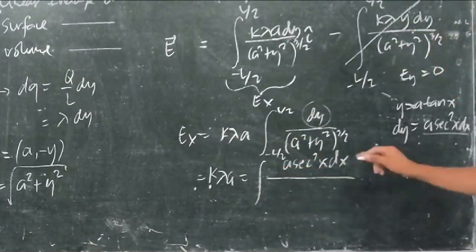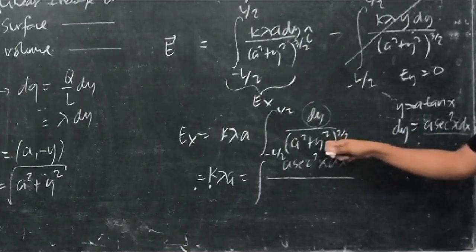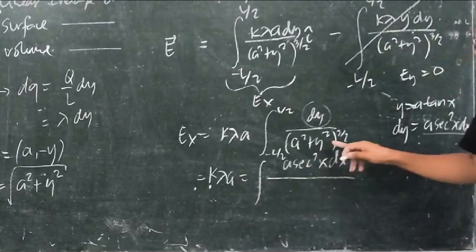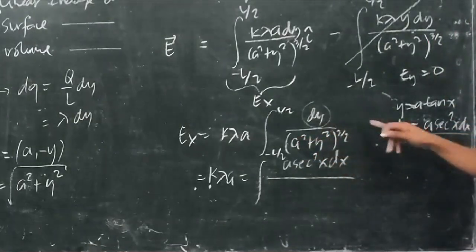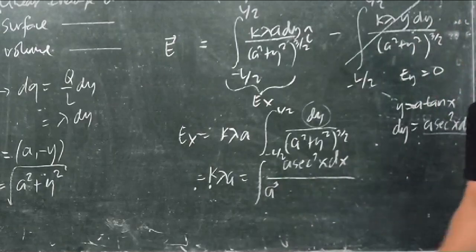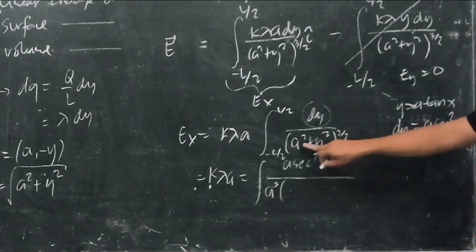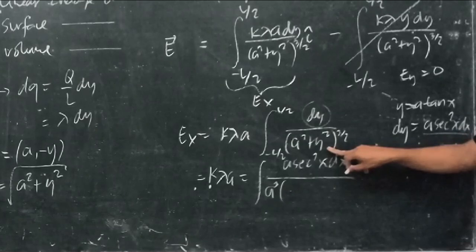Now what happens to this? You have a tangent squared, right? A squared tangent squared. We can factor out a squared. (a squared) raised to 3 halves becomes a cubed, right? So now a cubed here. Okay. Now we have 1 plus tangent squared.